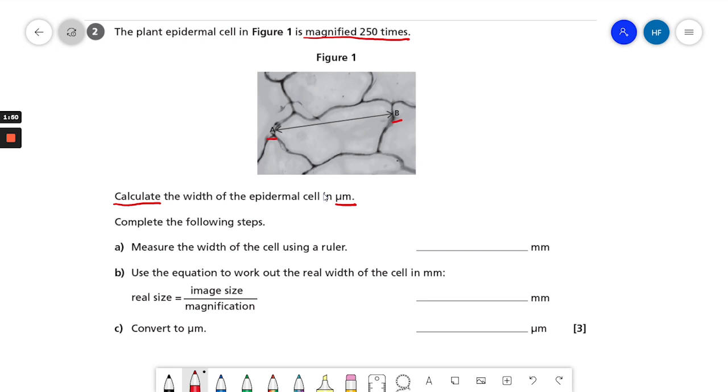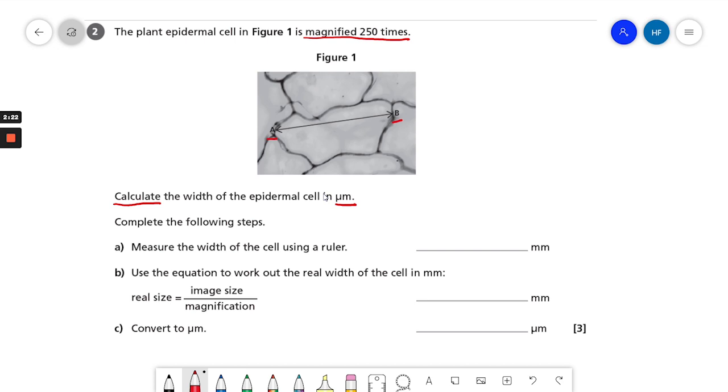The question is asking us to calculate the width of the plant epidermal cell in micrometers, which is a unit you should be familiar with. But just as a reminder, a micrometer is 1/1000th of a millimetre, so we're talking about really tiny measurements here. The cells are really, really small, so we need a microscope, such as a light microscope, to magnify and view them. So we can measure a magnified image of a cell and then use the magnification to work out the actual size of the part that we're measuring. And that's what this question is asking us to do.